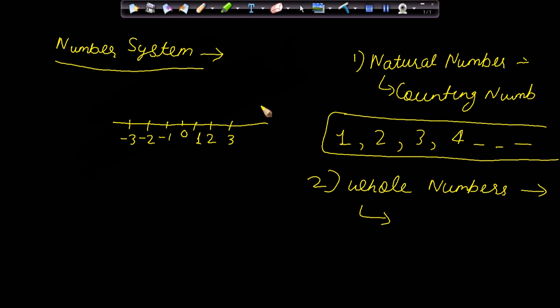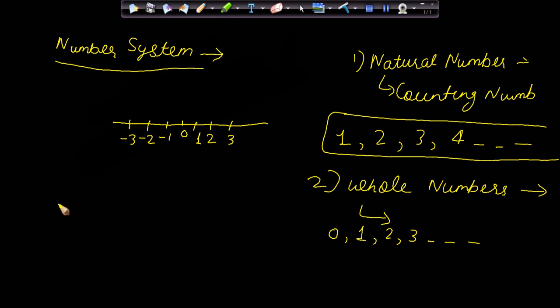So if I ask you how many students are there in the class, there could be 0 students when there are no students present, or how many pens do you have, how many pencils do you have? So if you don't have any pencils, you will answer 0. If you have 1 pencil, then you will answer 1 pencil. So this whole number starts with 0. So only difference between natural number and whole number is that whole number also include 0.